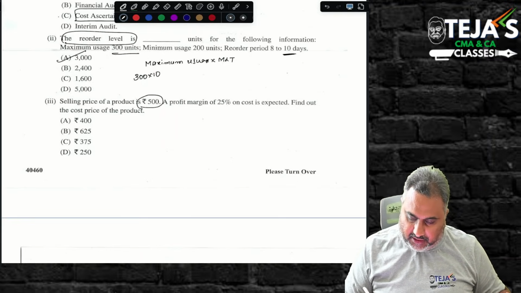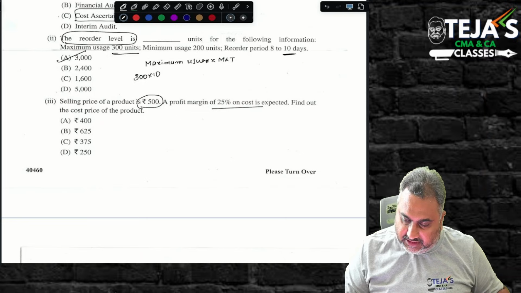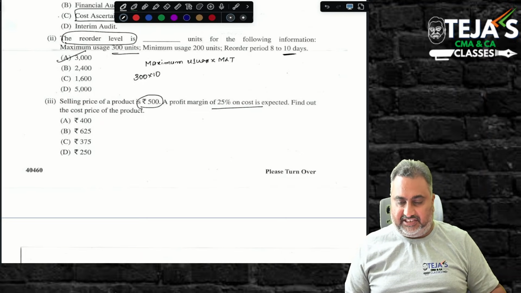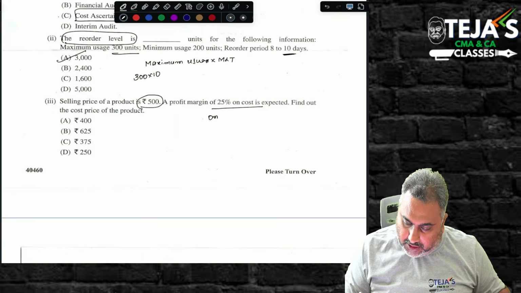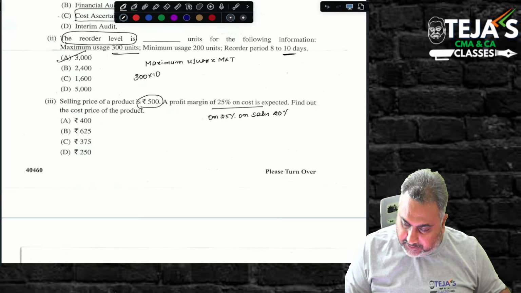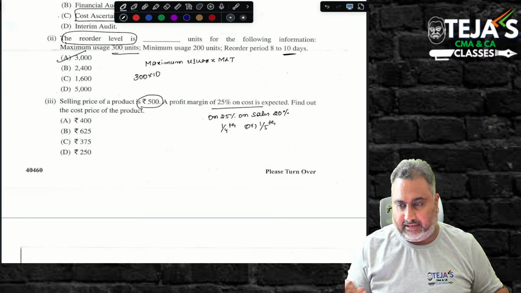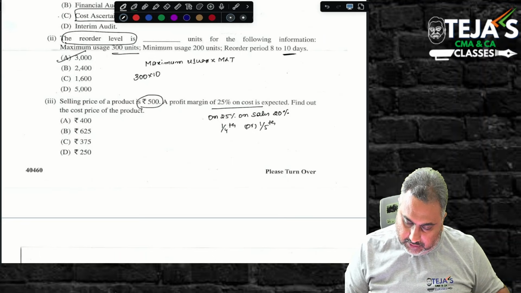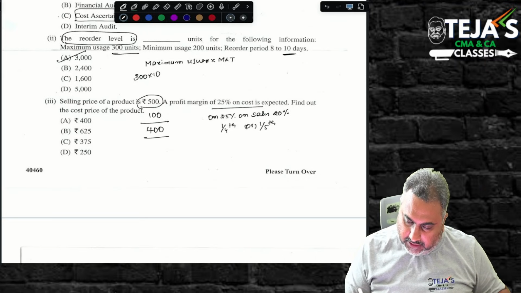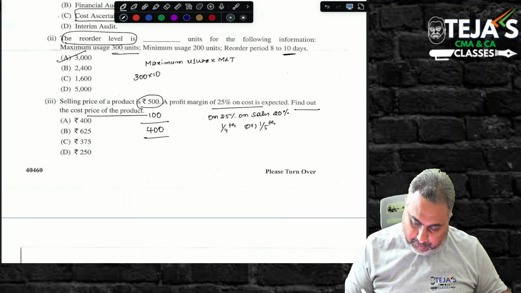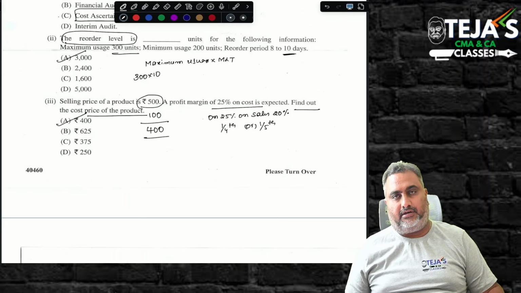Selling price of the product is 500 rupees. Profit margin of 25% on cost is expected. On cost 25% means on sales how much? 20%. That is 1/4 on cost or 1/5 on sales. Correct? So then your profit is 100. Then what is your cost? Find out the cost price of the product, that is equal to 400 rupees.